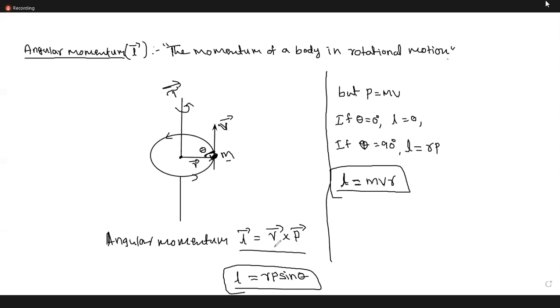Okay. And the SI unit of angular momentum is kg meter square per second, and the dimension formula you will get is M L square T power minus 1.